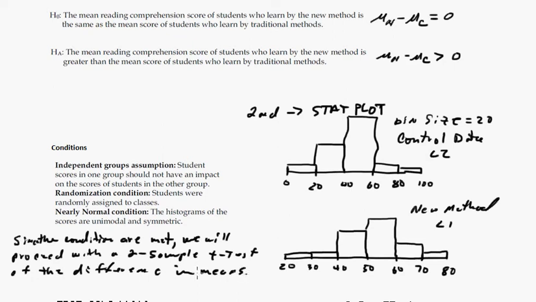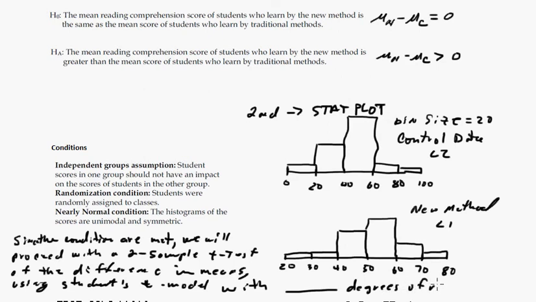And say something like, using Student's t model with how many degrees of freedom? Well, we don't know. So I'm going to put that in and just leave it blank. Okay, so now we're all set.